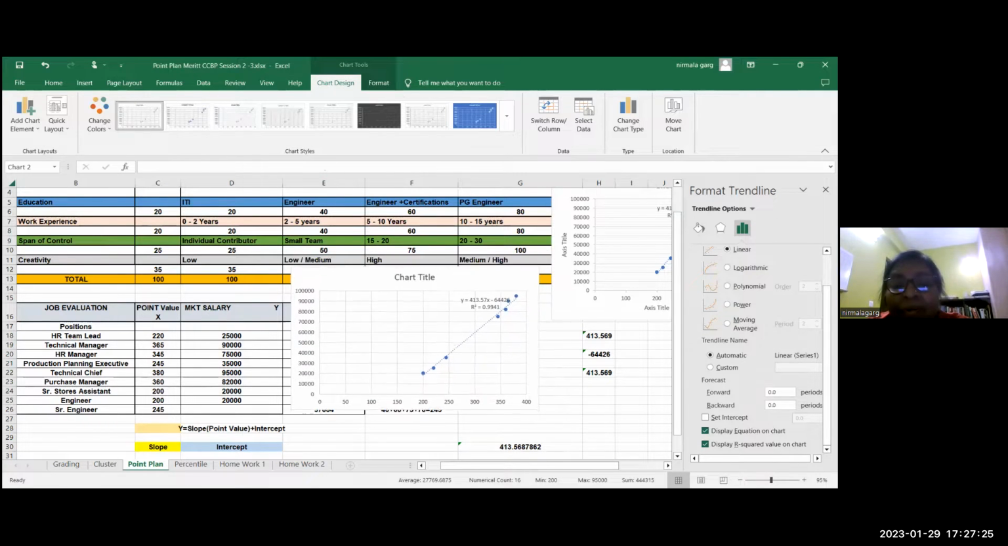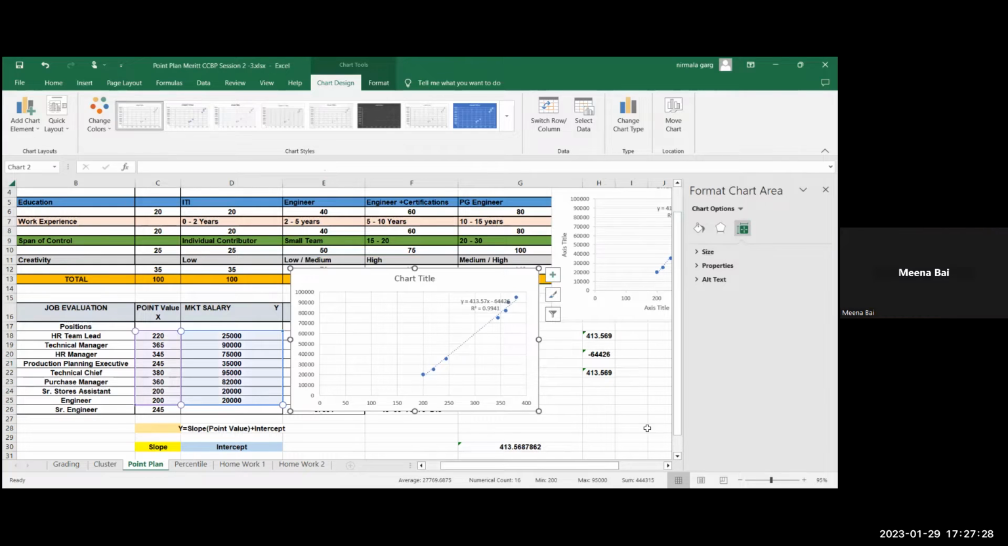Can you see my graph here? Can you see that you've got your slope value here? You can do the same thing in a graph form. And then you can see this R square, what you got here. This is called your best fit pay line. Now, 99% means your market data is dependent 99% on your point value. Only 1% varies for different things.